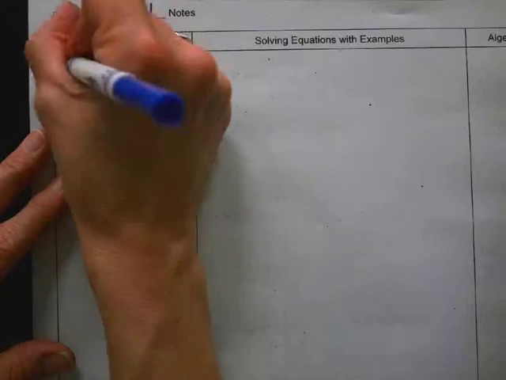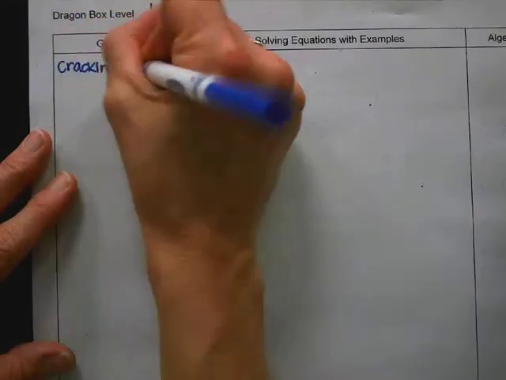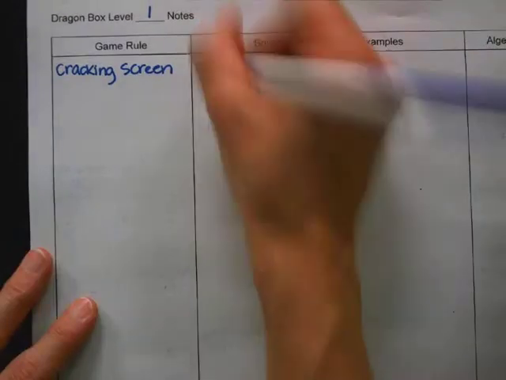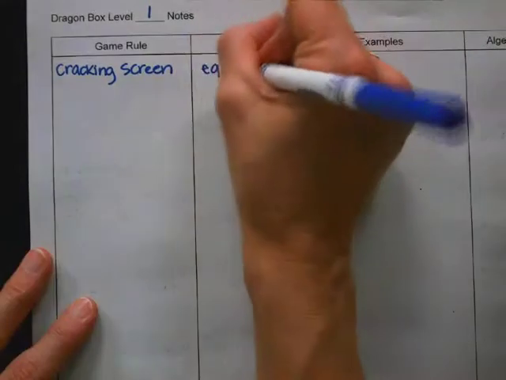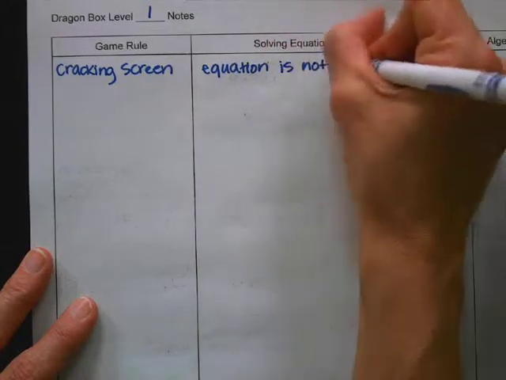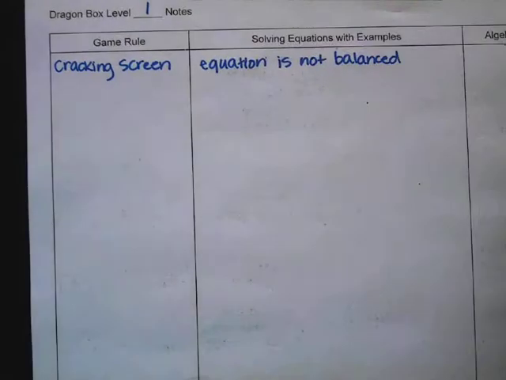We're still in level 1 notes. So in the game, the rule was the cracking screen. And I don't think they ever told you anything about this. I think you figured this out on your own, that the equation is not balanced. That's why it's cracking. You added something to one side, and now it's starting to crack because it's not balanced.